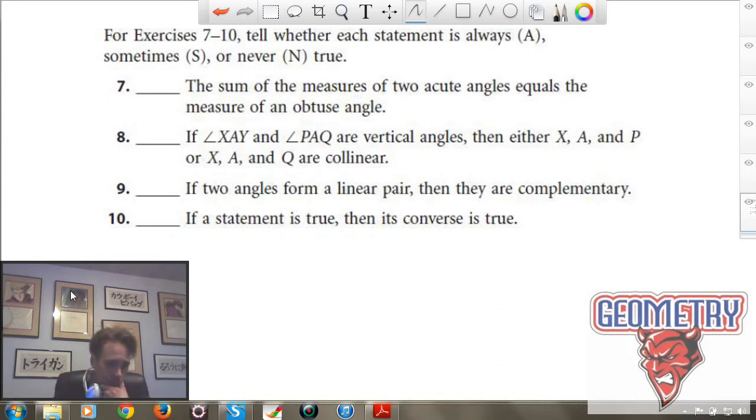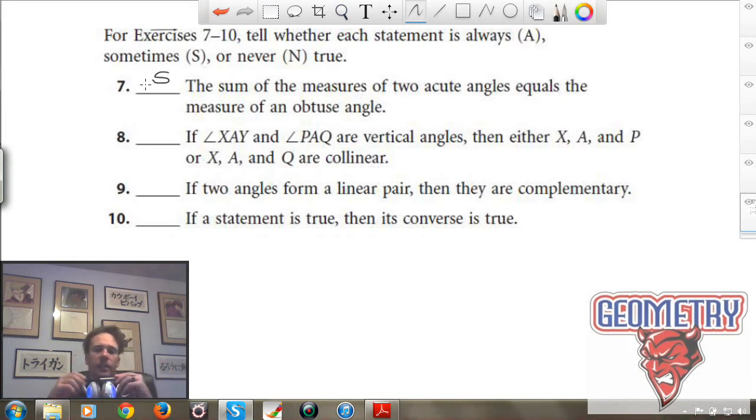The sum of the measures of two acute angles equals the measure of an obtuse angle. Well, I can certainly think of a case where that is true, and I can certainly think of a case where that is not true. For instance, let's say we have 60 plus 60. Those are two acute angles. 60 plus 60 is 120. That's an obtuse angle. But then we could also, for instance, say 10 plus 10. 10 and 10 are acute angles. 10 plus 10 is 20, which is also an acute angle. So I would say sometimes that is true.